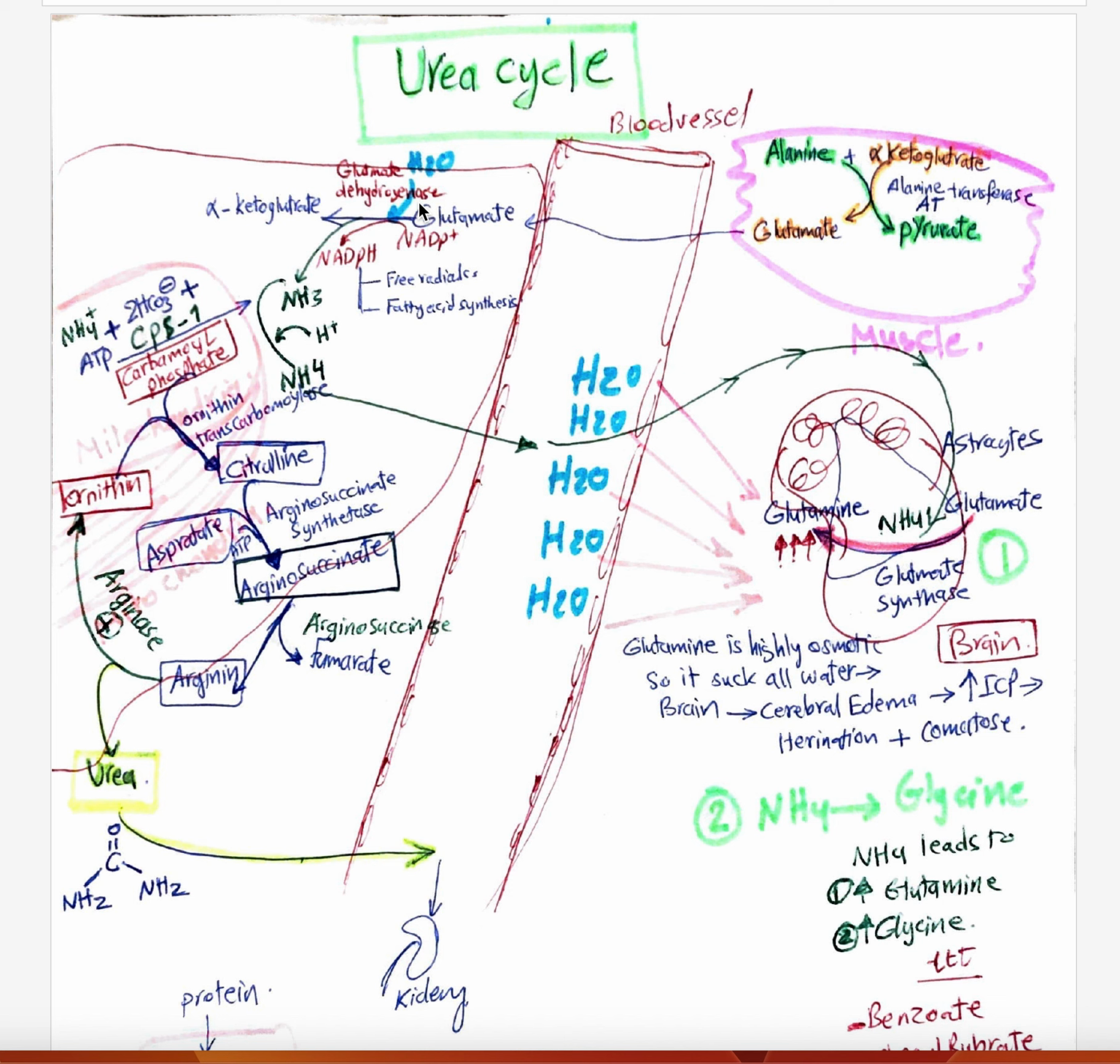Okay, now I'll talk about what happens if there is a defect here in the liver with this NH3 and NH4. Then the NH4 goes to the bloodstream, and if it goes to the bloodstream, it forms more water. And if it goes to the brain, then the NH4 and the glutamate, by the glutamine synthetase enzyme, are turned into glutamine.